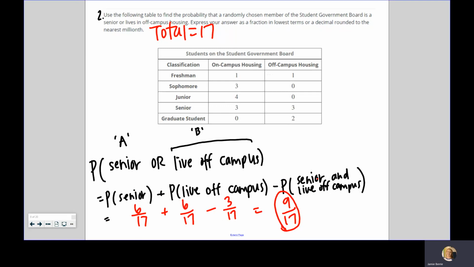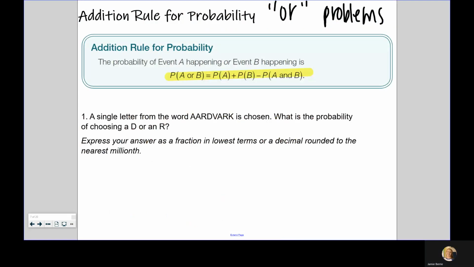Let's go back and do that aardvark question. You'll see why I wanted to do this one second, just a second. So it says, a single letter from the word aardvark is chosen. What is the probability of choosing a D or an R?